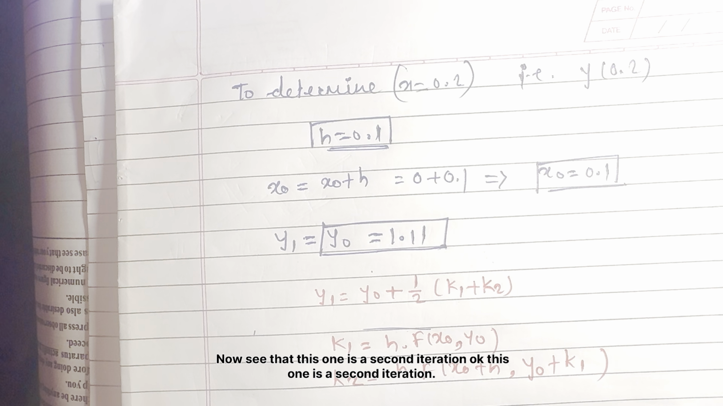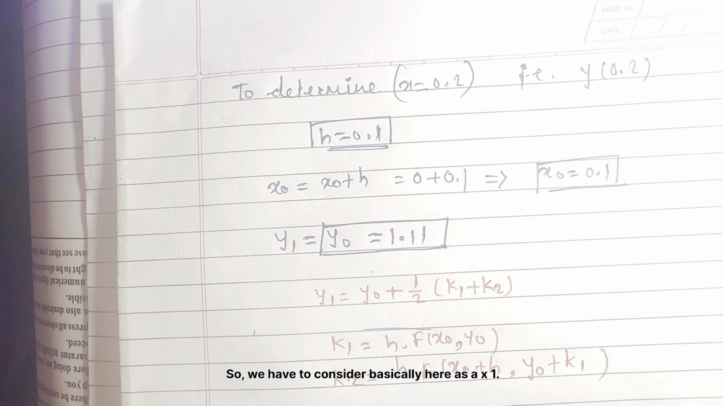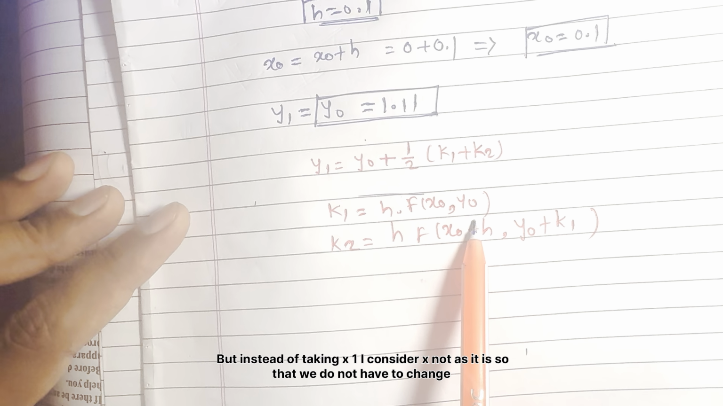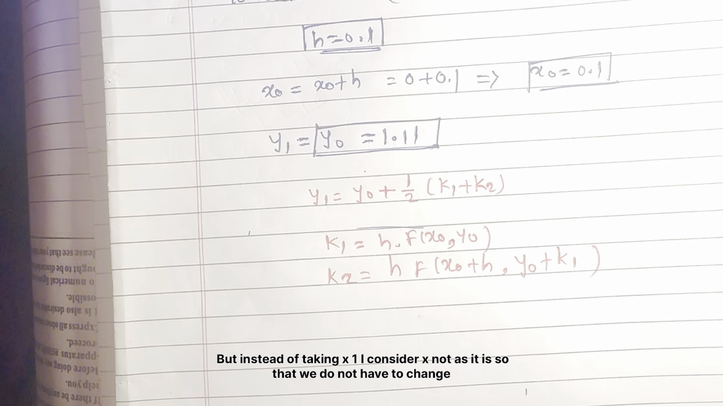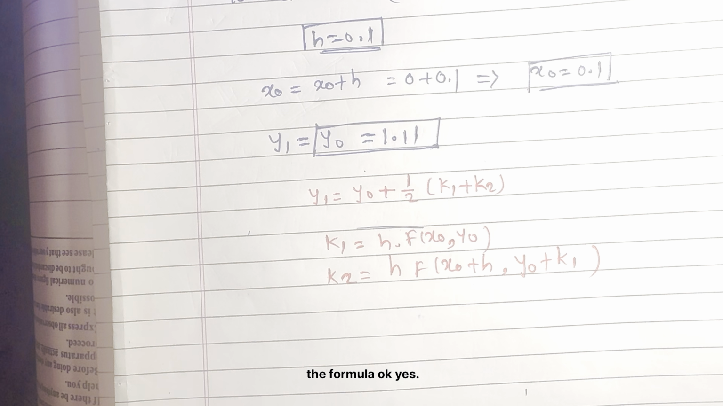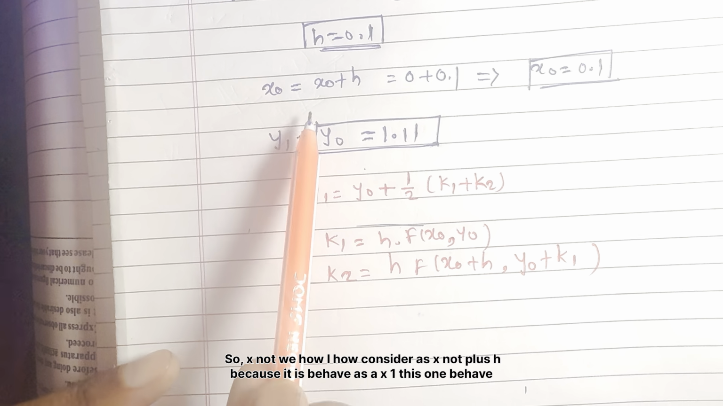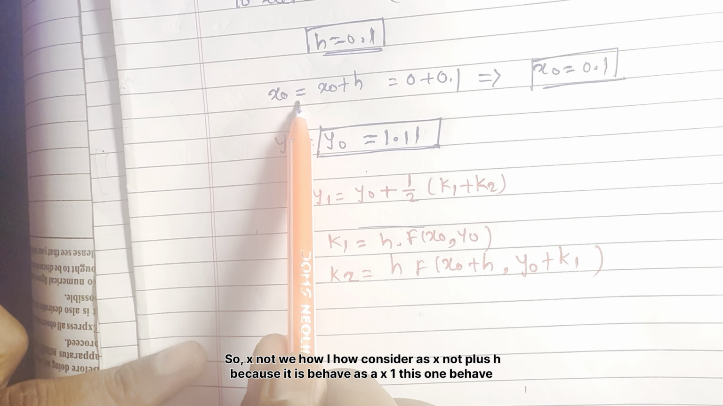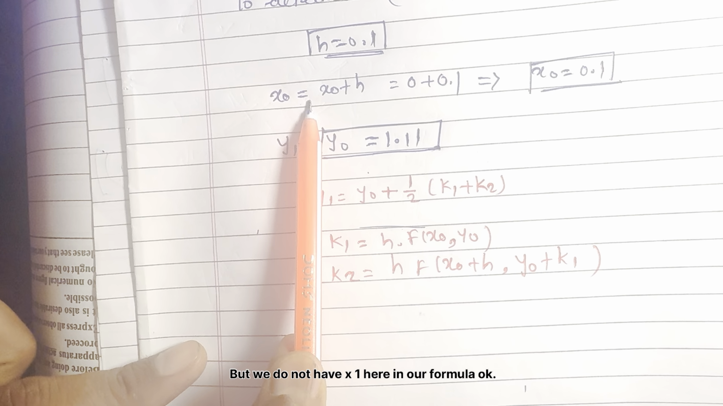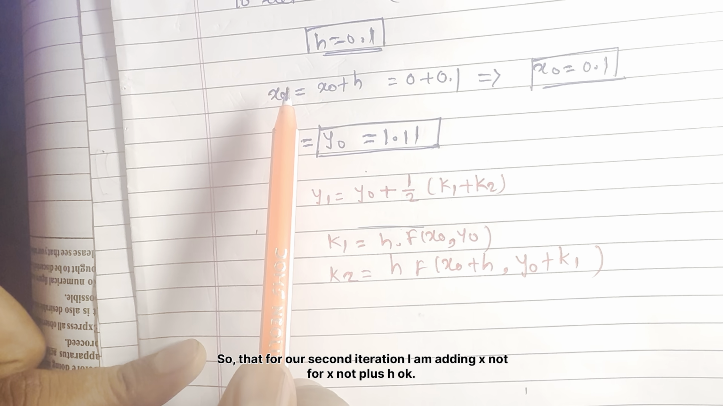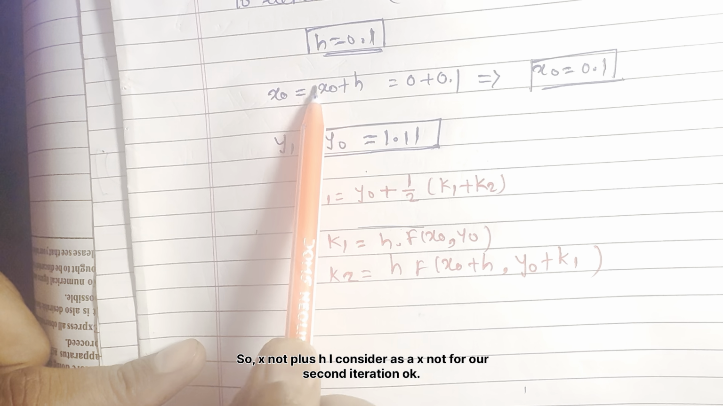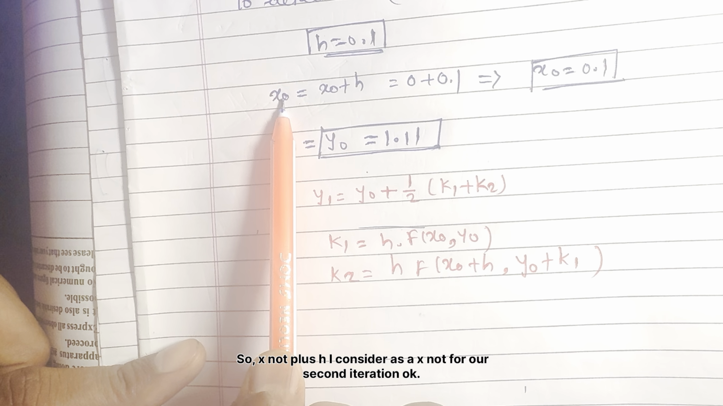Now see that this one is a second iteration, so we have to consider basically here as x1. If you consider x1, you have to take x1 here, but instead of taking x1, I consider x0 as it is, so that we don't have to change the formula. So I have considered x0 as x0 plus h, because it behaves as x1. We don't have x1 in our formula, so for our second iteration, I'm adding h to x0. So x0 plus h I consider as x0 for our second iteration.